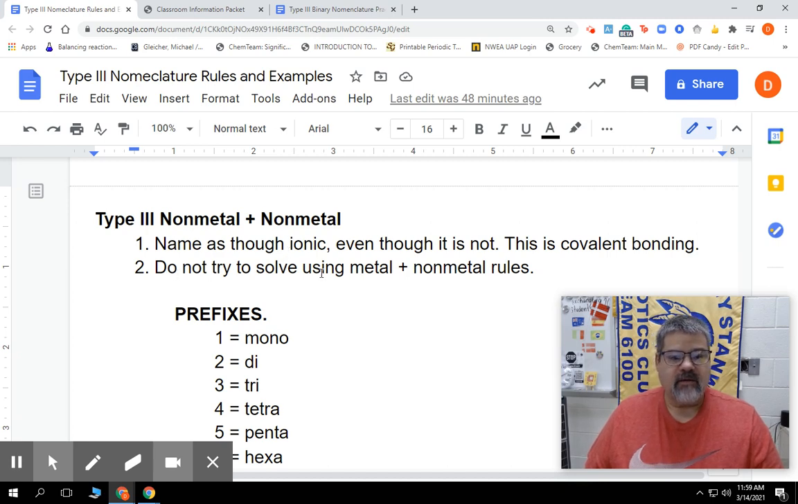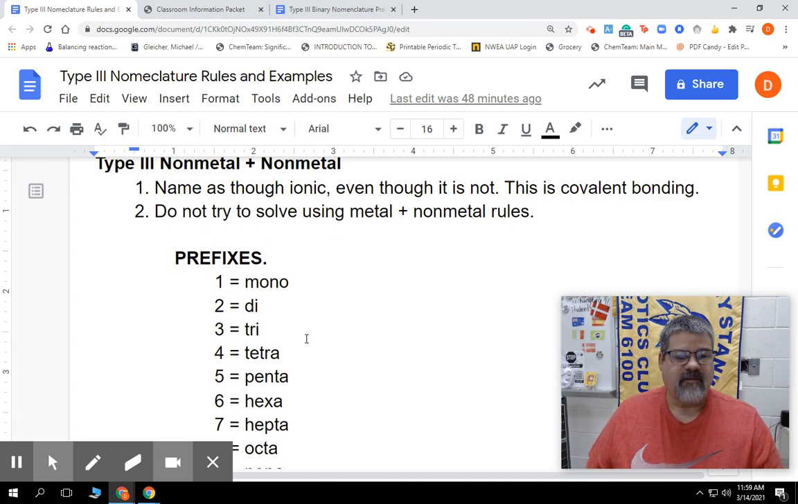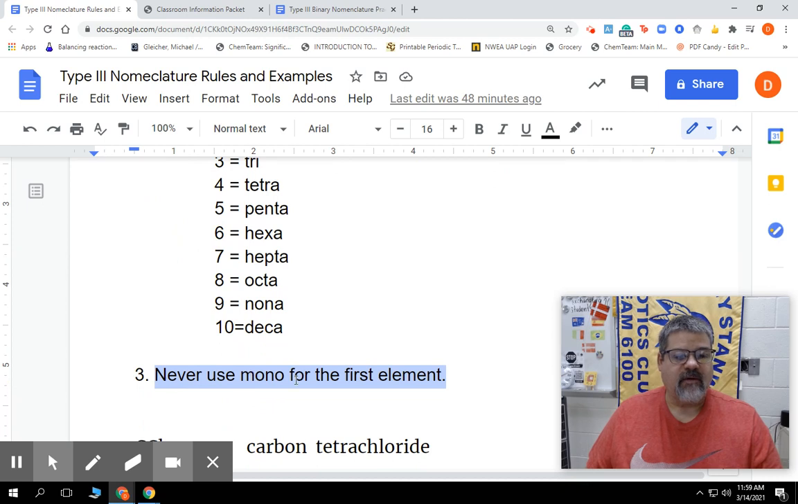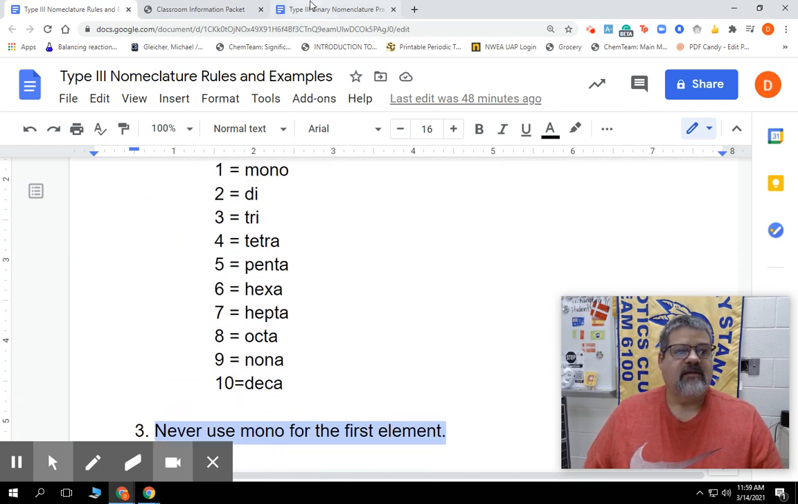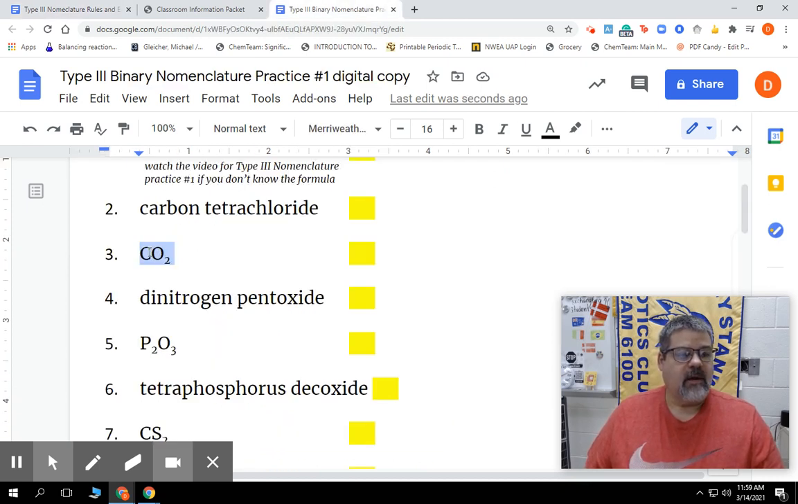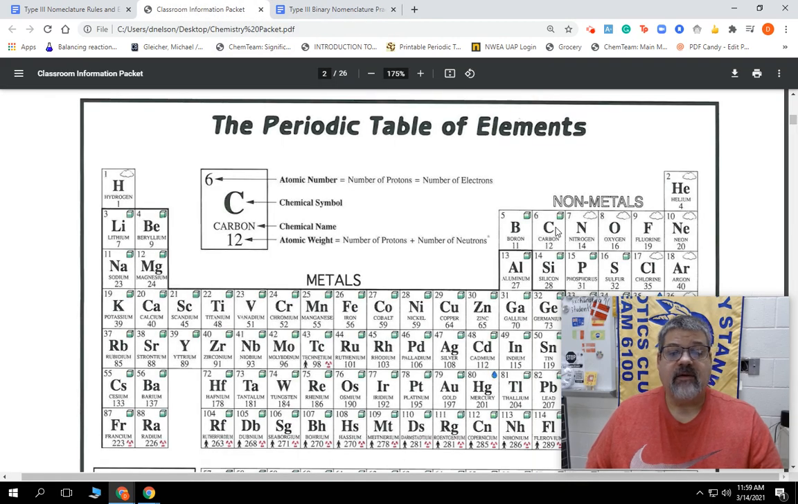And then we're not going to use charges. We're going to use prefixes for that. But remember this, we never use mono in the first element. So let's go back to the problem. We have carbon. If I have carbon and there's no prefix, that means it's the first one, and it must be mono, but we don't put mono down, so we're just going to put carbon. Now where do we get carbon from? Let's look at our packet right here. We have C right there, which is carbon.